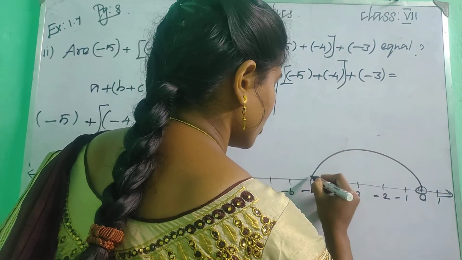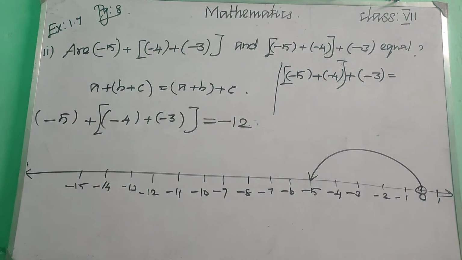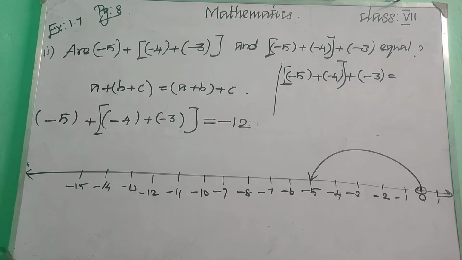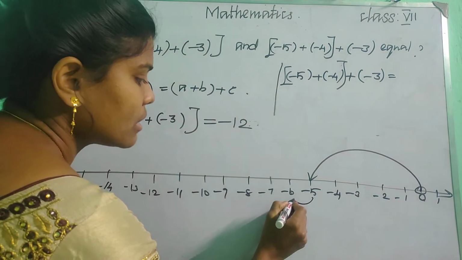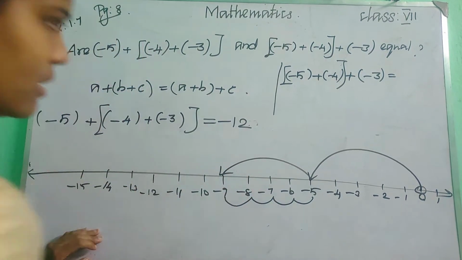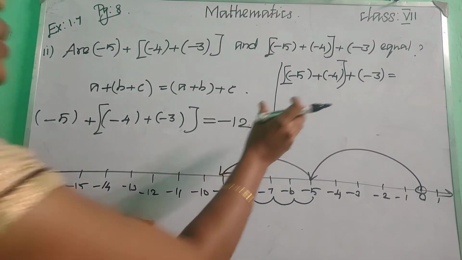So we are here now, and then we need to add minus 4. Minus 4 means it is also negative. We have a negative sign there, so we need to move to the left side. So 4 steps on the left side. So 1, 2, 3 and 4. So we got minus 9. Okay, so we solved this bracket.